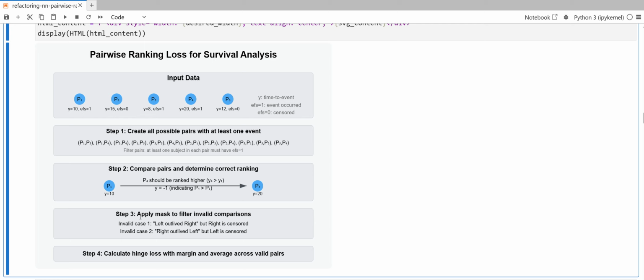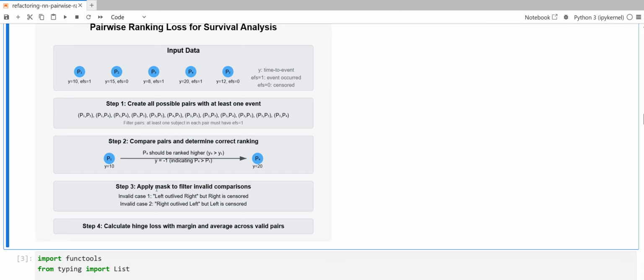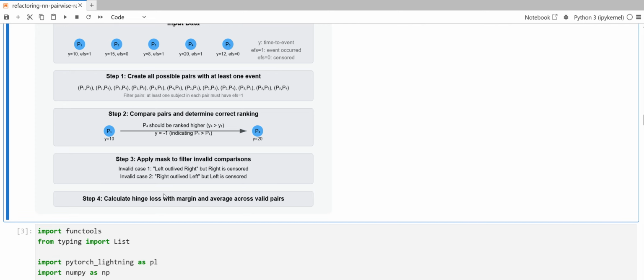Step 3, apply mask. This is crucial for survival analysis. We can't always compare everyone directly. There are 2 invalid cases. Invalid case 1. If someone is censored, meaning we don't know their exact survival time because they were still alive at the end of the study or lost to follow up, and they appear to have outlived someone who did experience the event, that's an invalid comparison.